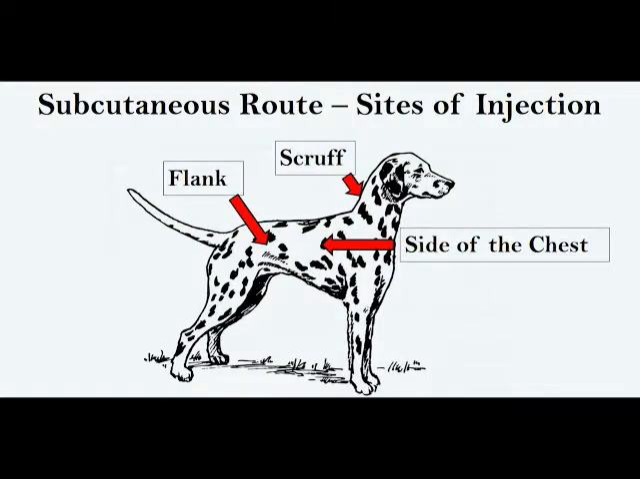So let us first go for the subcutaneous drug administration route. The most common sites of injection in the subcutaneous route would be the flank, scruff and the sides of the chest.